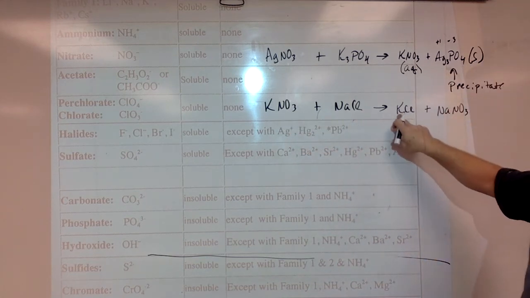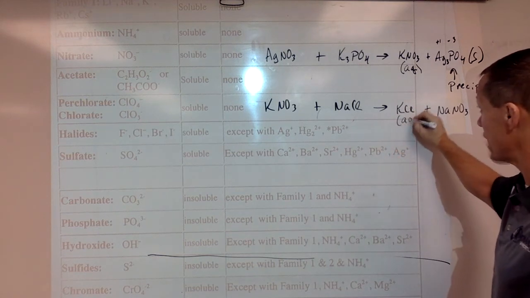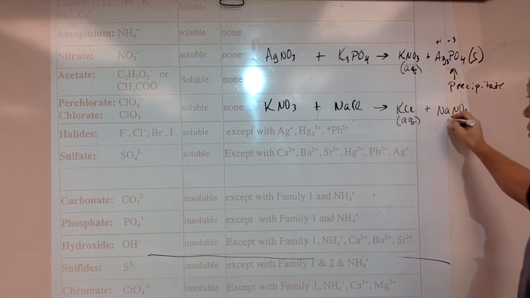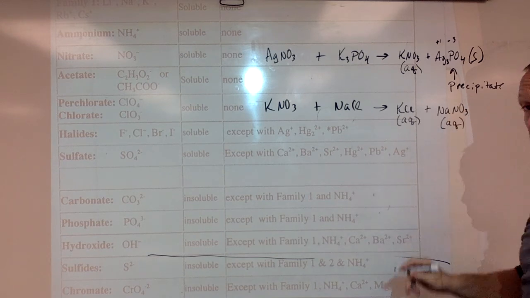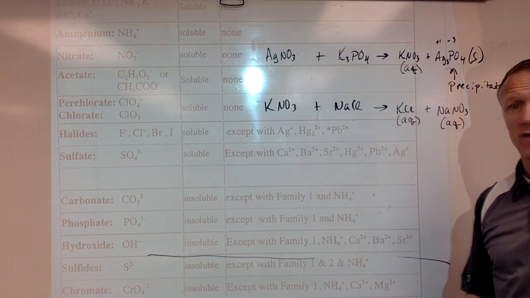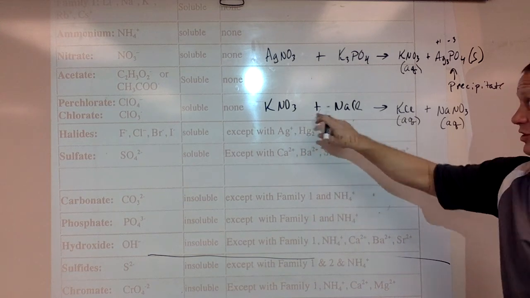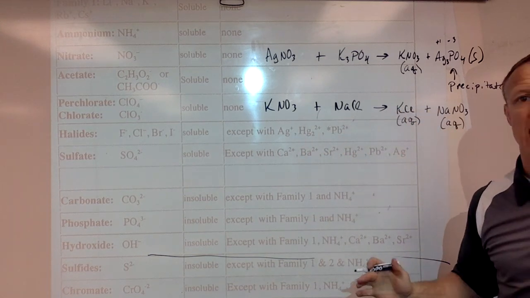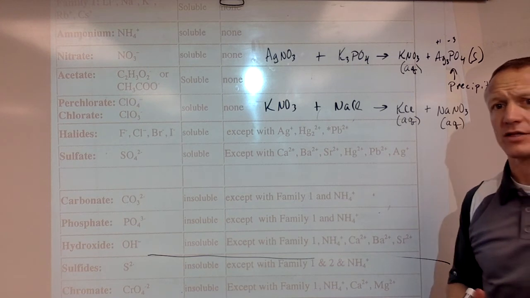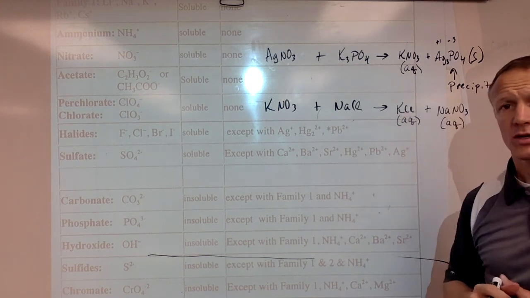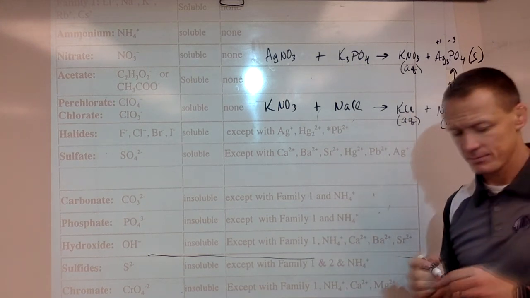Well, if you look these up, that's a family 1 element, so that's going to be soluble. It's going to be aqueous, so you will not be able to see it. That's also a family 1 element. That's going to be aqueous. You won't be able to see it. So if you do this reaction, these things are dissolved, these are dissolved, you would see nothing happen. That's called a no reaction in this case. If there's no precipitate formed, that's called a no reaction.